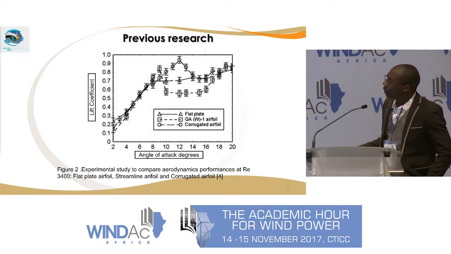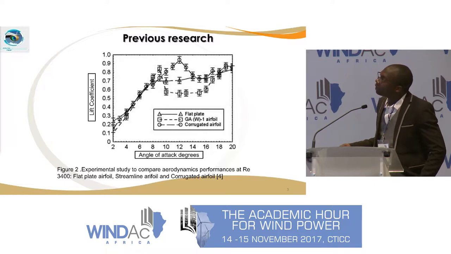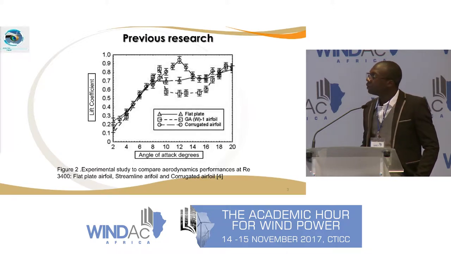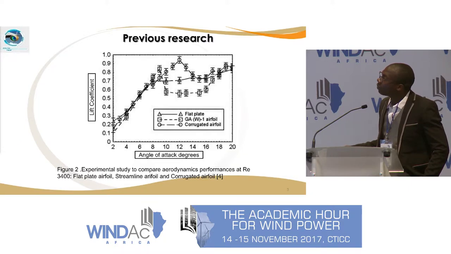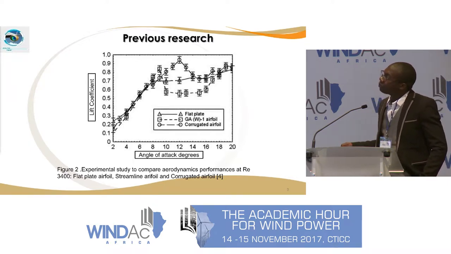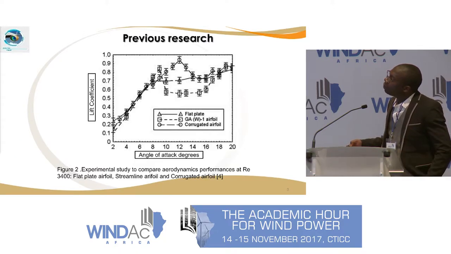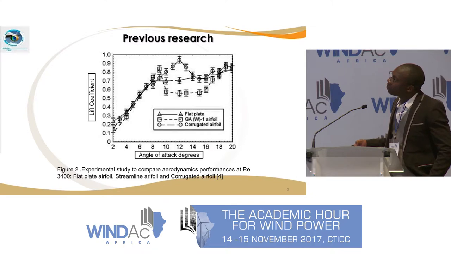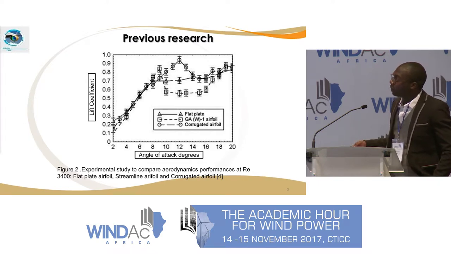From angle of attack of 0 up to 8, the lift coefficient was comparable. As angle of attack increases, the lift coefficient also increases. However, at angle of attack of 8, that's where we see the differences in performance of these three types. The streamlined airfoil lift coefficient drops off significantly, as shown on the curve, while the flat plate remained constant, and the corrugated airfoil delayed stall up to 12 degrees. From the graph, it can also be concluded that to optimize the shape of the corrugated airfoil, one has to focus on angle of attack above 12 degrees, between 12 and 18 degrees.